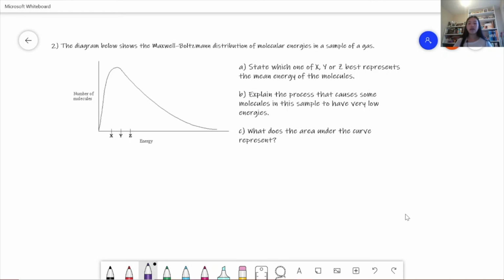Well, if we look at X, it's not really telling us anything. It's just at a random energy value, so it's not X. And then Z looks to be the average. So when you add up all of the separate energies of all the molecules and divide by how many molecules there were, it looks like the mean energy. So it could be Z, or it could be Y. But Y could also be the most probable energy.